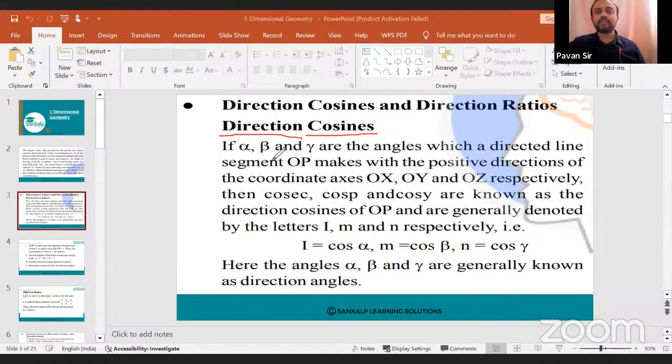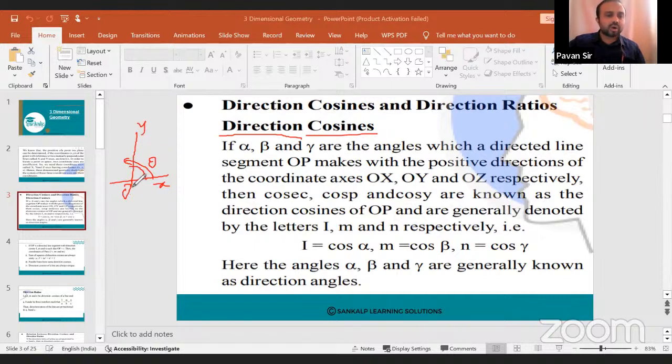If alpha, beta and gamma are the three angles which the line segment OP makes with the positive direction of the x-axis, that is OX, OY and OZ respectively. OP is the direction of the line with the positive direction of the OX, OY and OZ axes. So cos alpha, cos beta and cos gamma are known as the direction cosines of OP. Direction cosine, in the sense, if you draw a Cartesian plane, these angles indicate the direction from O to X, O to Y and O to Z.